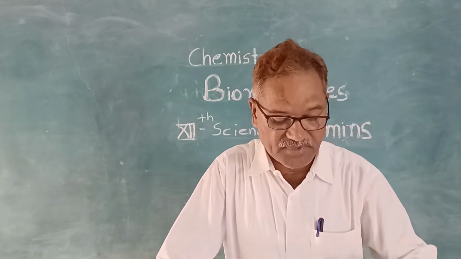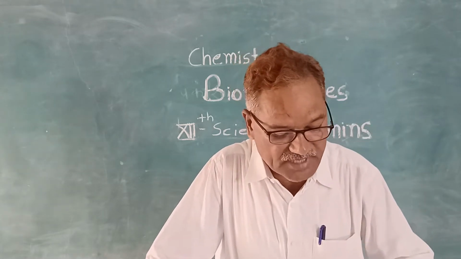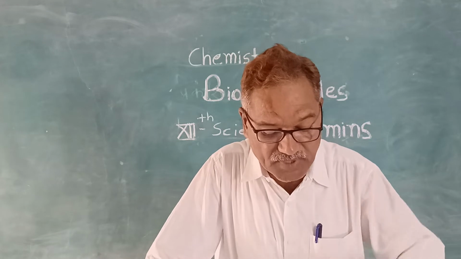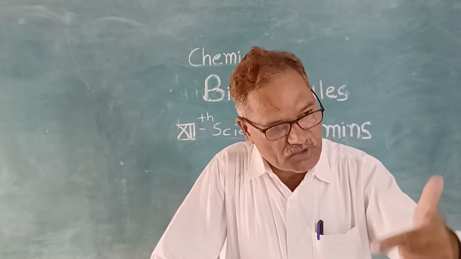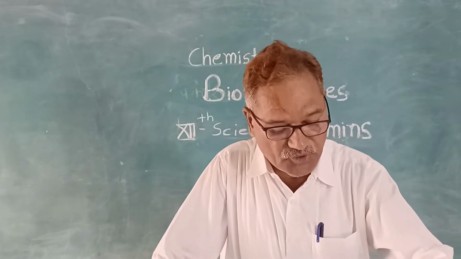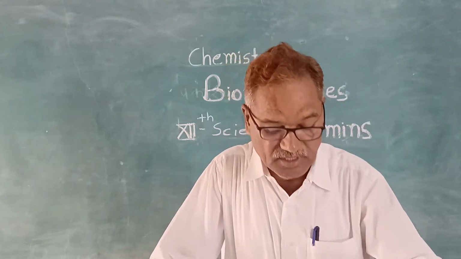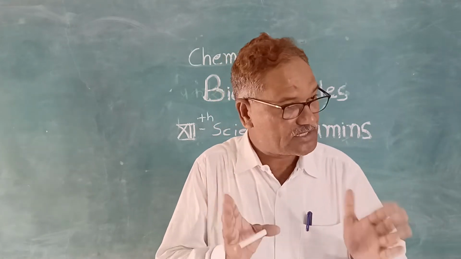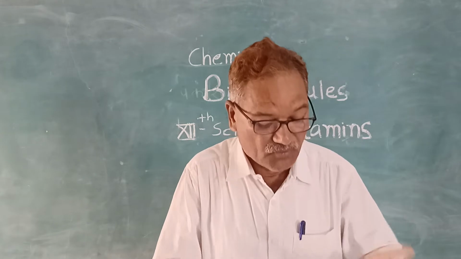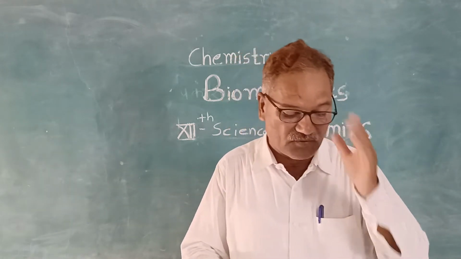Water soluble vitamins are there, that is B and C. Water soluble vitamins are excreted from the urine, and they have low toxicity and cannot be stored in the body. Vitamin B and C cannot be stored in the body. We must take these vitamins regularly, otherwise there will be a problem.